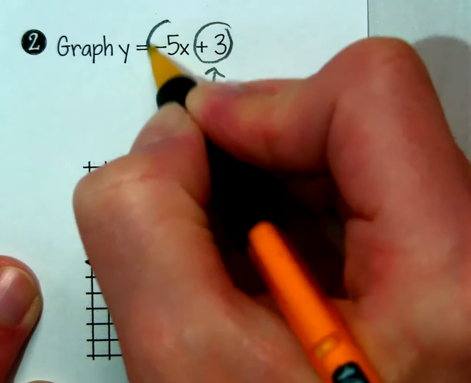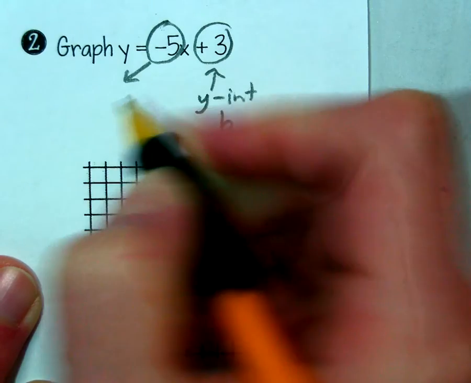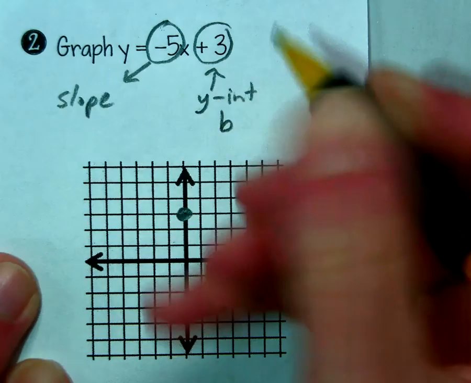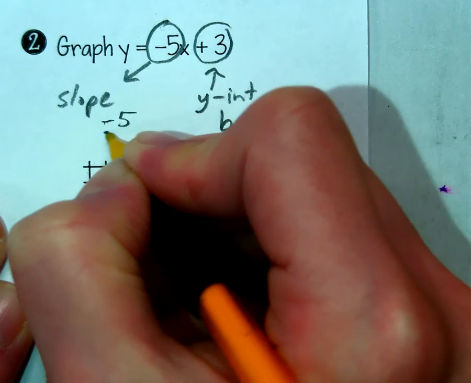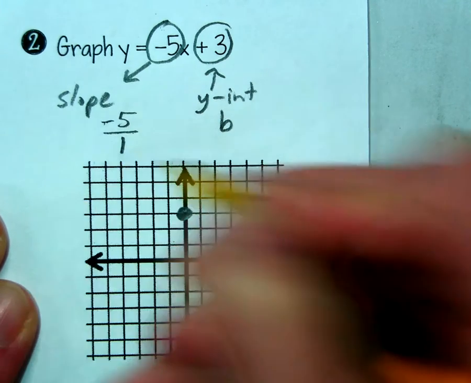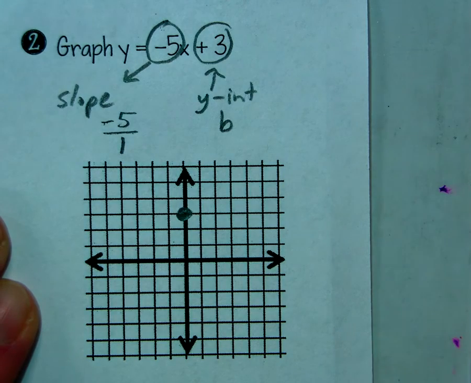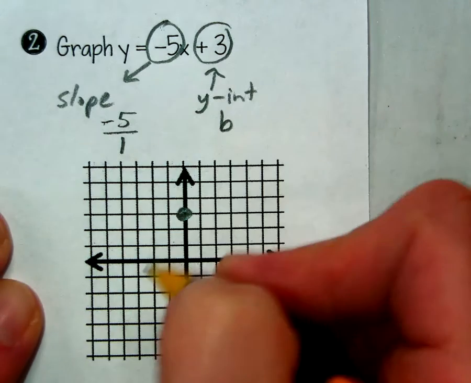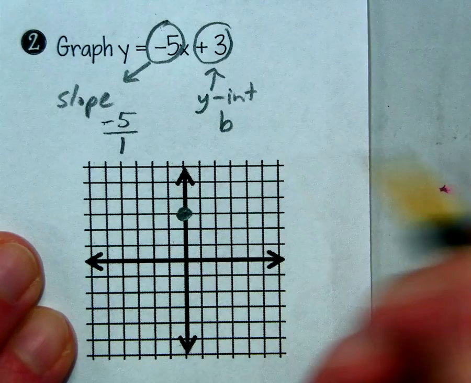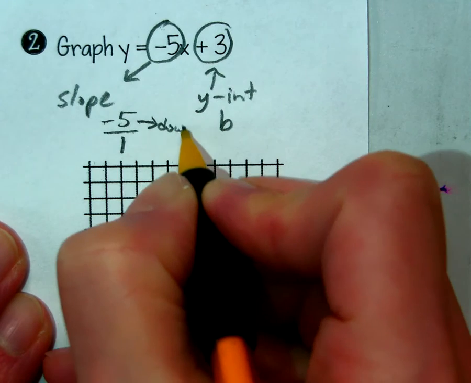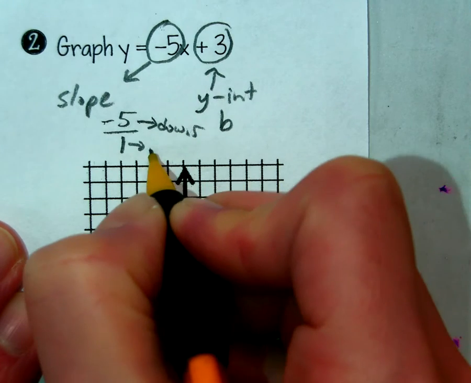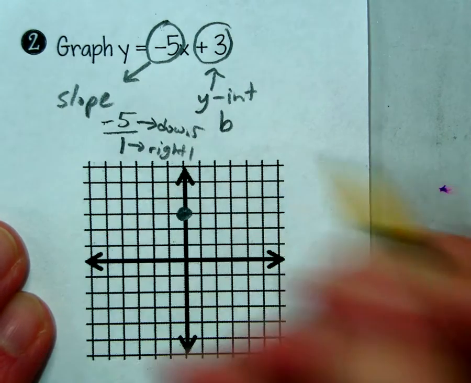And then my slope is -5, and we're going to have to turn that into a fraction to do rise over run. So -5, to turn that into a fraction, we make it -5 over 1, because it doesn't change the number at all, but it does make it a fraction. So the -5 means we're going to go down 5, and the 1 means I'm going to go right 1.